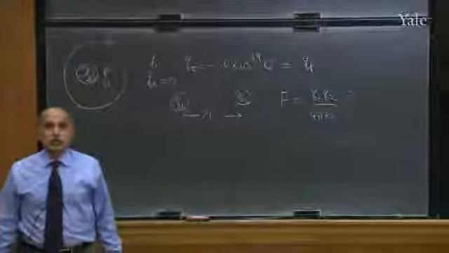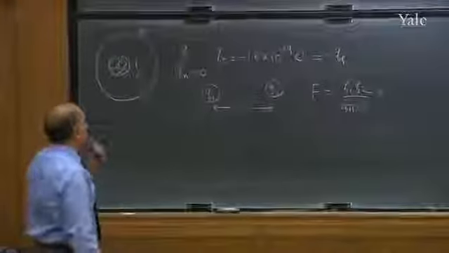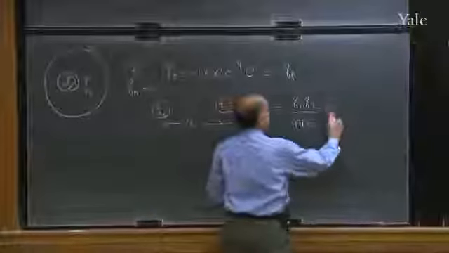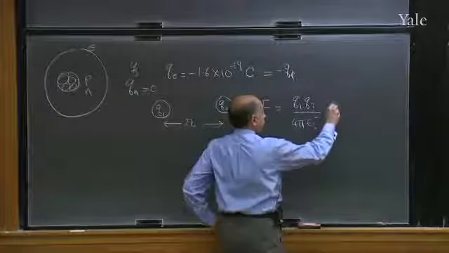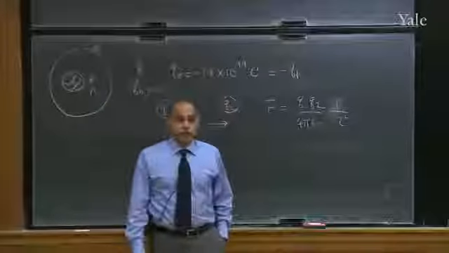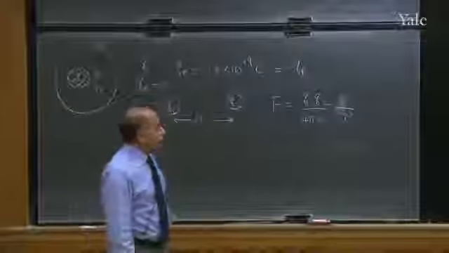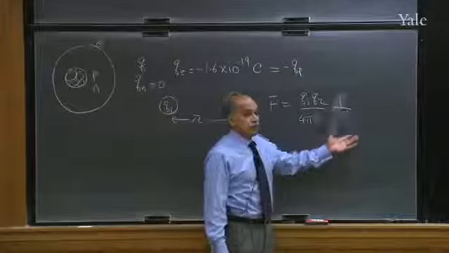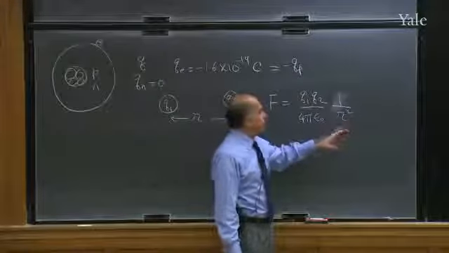Yep? Shouldn't it be 1 over R squared? Yes. Thank you. There is another force law, which is R squared, not so famous, called Hooke's law, but you're absolutely right. That's the difference between being Newton and being Hooke. Hooke is known for the R square law. Newton's known for the 1 over R square law.